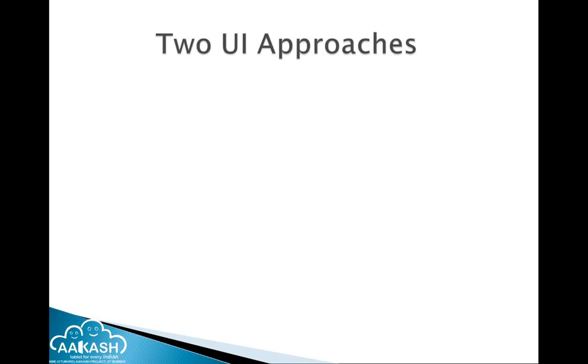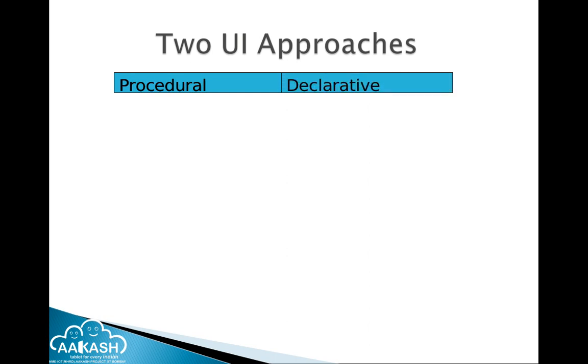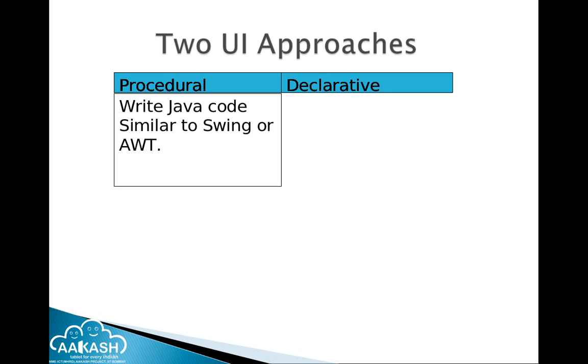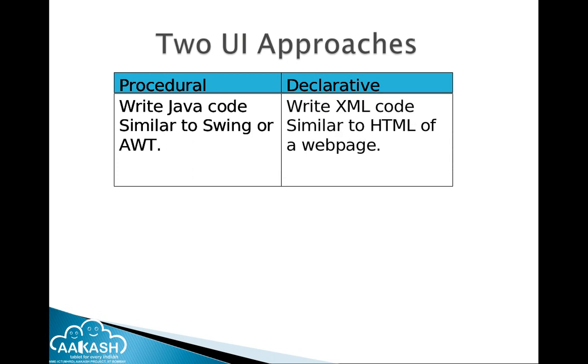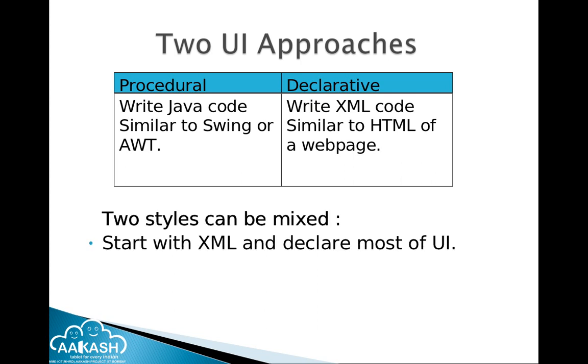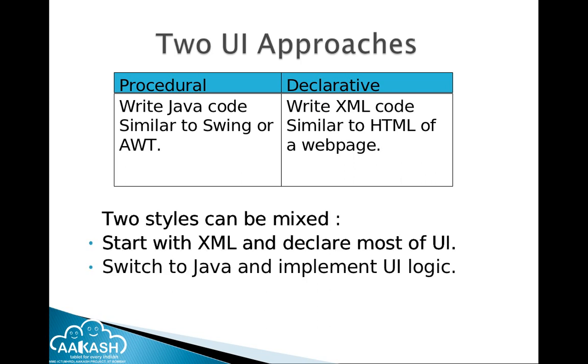There are two approaches to implement user interface: procedural and declarative. In procedural approach, we write Java code similar to Swing or AWT. In declarative approach, we write XML code similar to HTML of a web page. Now the best practice is to start with XML and declare most of the UI, and then switch to Java and implement UI logic. We'll use this approach in our applications.